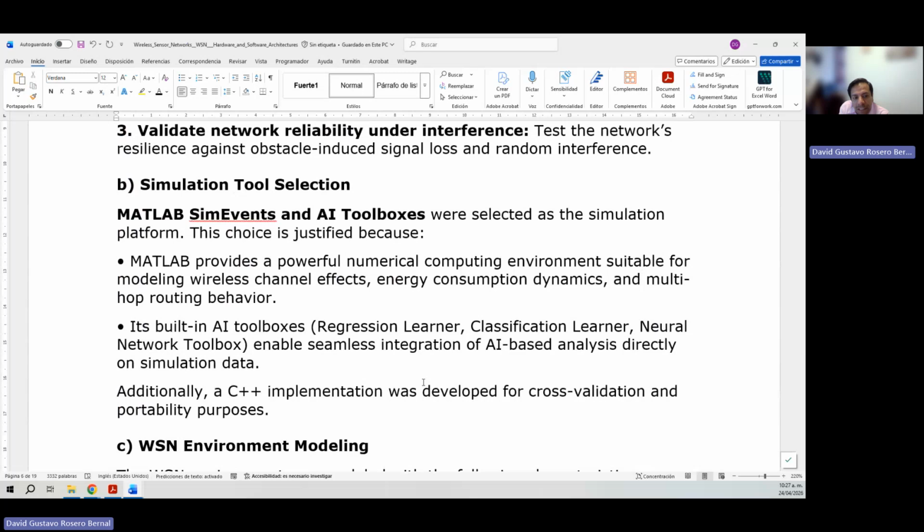This choice is justified because MATLAB provides a powerful numerical computing environment suitable for modeling wireless channel effects, energy consumption dynamics, and multi-hop routing behavior. It has built-in AI toolboxes. It includes Regression Learner, Classification Learner, and the Neural Network Toolbox, enabling seamless integration of AI-based analysis directly on simulation data. Additionally, I have included a C++ implementation for cross-validation and portability purposes.